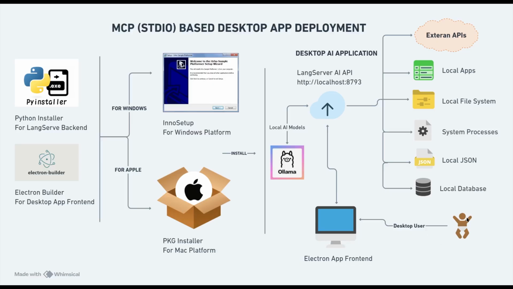So every time our desktop user sends a request, our Electron-based desktop front end makes a request to the Lang server, the LangSmith server, and using our orchestration that we just talked about, we will give it tools like, for example, to reach external APIs, local applications, local file systems, system processes, local JSON data sources, or local databases. With all those tools, it will be able to answer all the necessary questions our desktop user might have. Now, here is another angle to it.